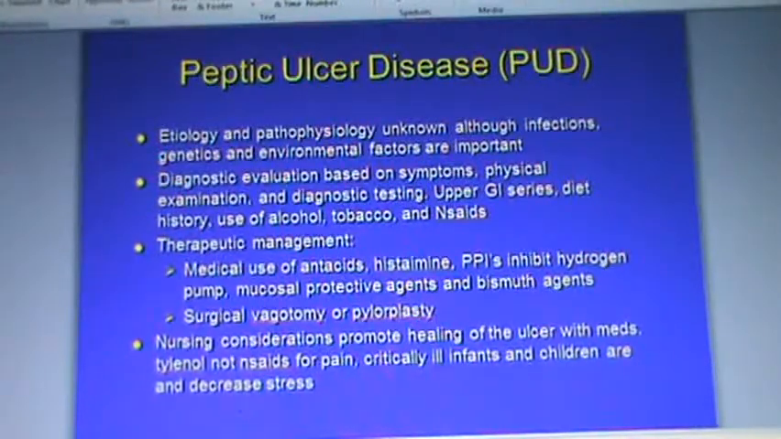Surgical: vagotomy and pyloroplasty. Nursing considerations promote healing of the ulcer with meds, Tylenol but not NSAIDs, for pain, critically ill infants and children, and decrease stress. We used to have babies in the NICU that would get stress ulcers. So that constant lights on, constant hearing those noise, being overstimulated all the time, that'll cause an ulcer real easily.